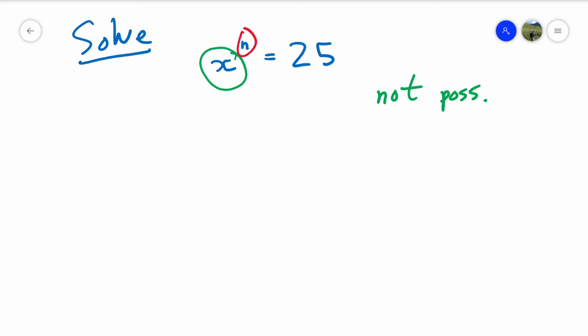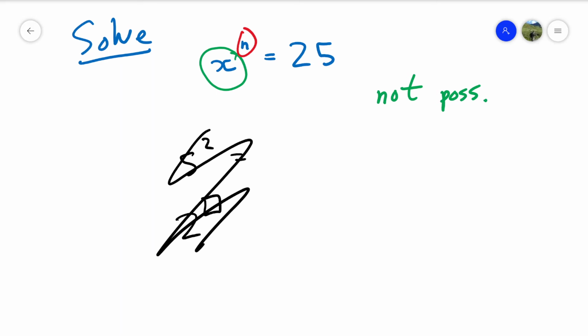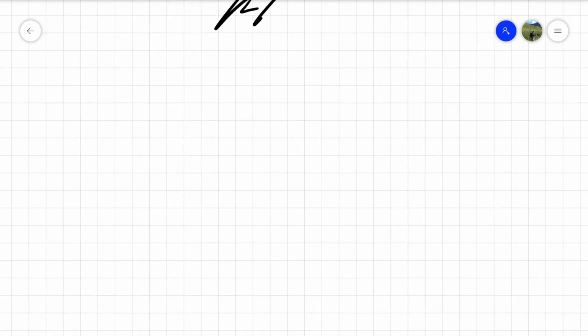So for example, maybe it's 5 squared, or maybe it's like 2 to some weird power that's somewhere between 4 and 5 or something like that. Anyway, the point is, it could be anything. There's two unknowns, only one equation. So not possible. That's it. End of question. Next.